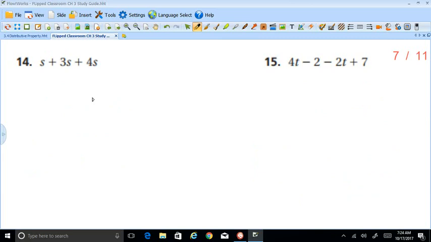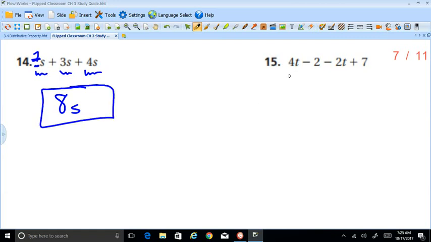Number 14, we have an S term, another S term, and another S term. Remember, the coefficient here is 1. If you don't see anything that's given, it's a 1. So 1 plus 3 is 4, plus 4 more is 8. So together it's simply 8S.